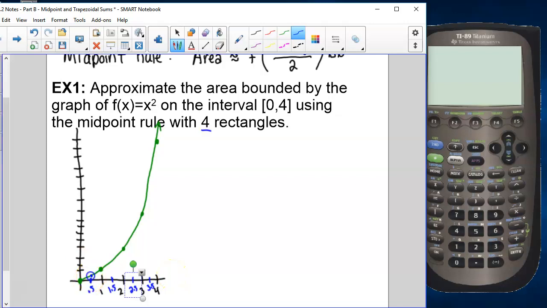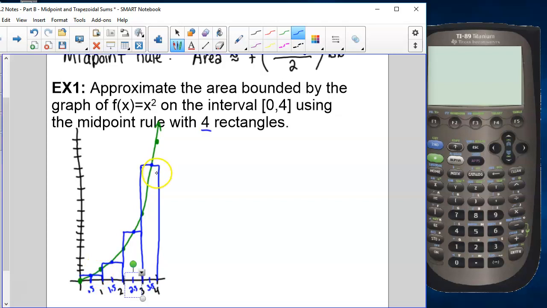And so we would be taking that point on the graph here and drawing a rectangle. And then the point on the graph here and drawing a rectangle. This one would be about right here. And then this one about here. Okay, midpoint is better than left or right most of the time because you're going to have a little extra over here, a little missing over here, and it sort of makes up for each other.